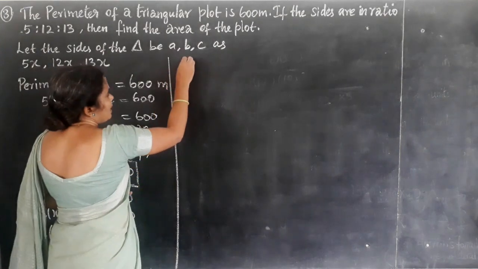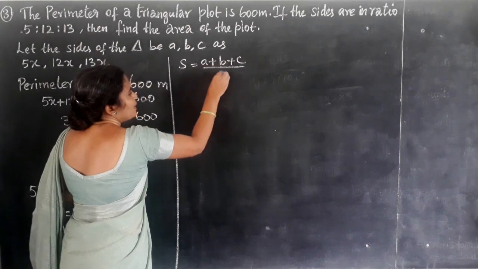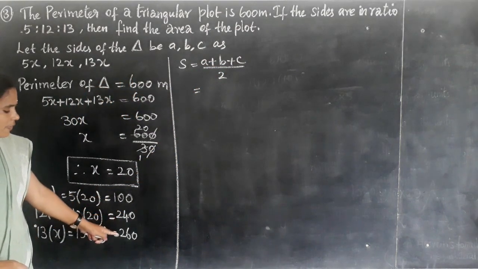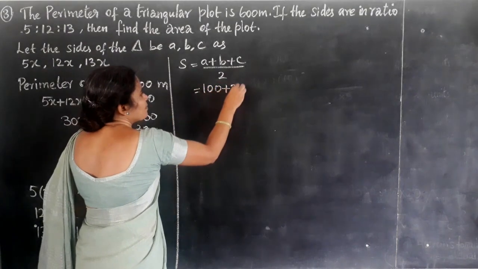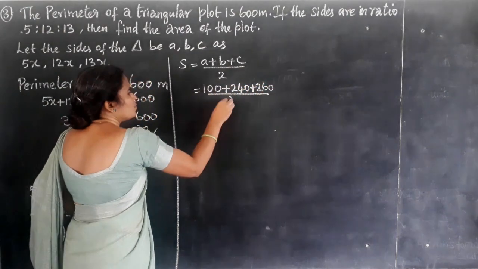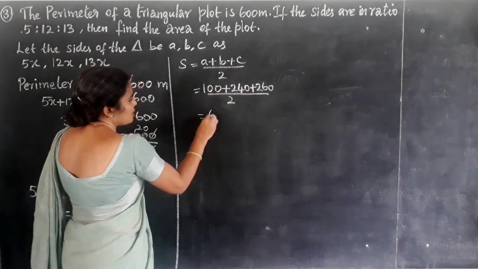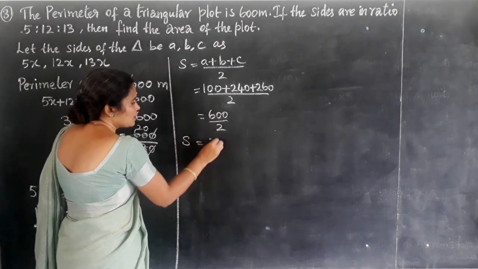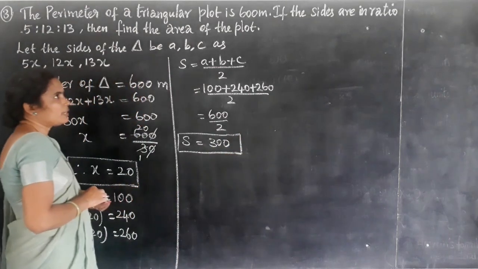Now find the value of S. S is equal to A plus B plus C divided by 2. So A is equal to 100, B is equal to 240 and C is equal to 260. 100 plus 240 plus 260 divided by 2. So 400, 500 and 600, and 600 divided by 2. Therefore S is equal to 300.